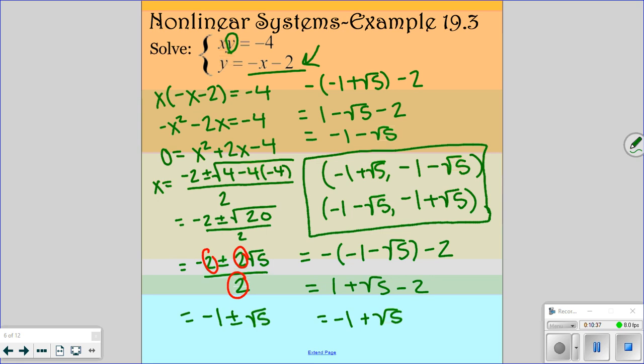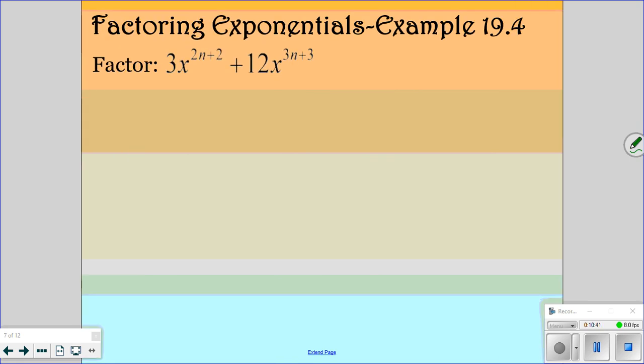So now we're going to move on to factoring exponentials. We want to factor these. So the 3 and the 4, we can factor out a 3 from them. And if we factor out a 3, we're left with a 1. And if we factor out a 12, we're left with a 4. So that's the first step you would do. Then we're going to go to our x's.